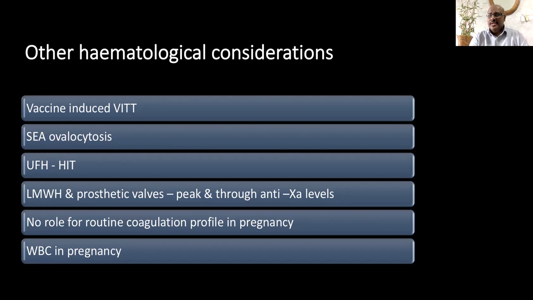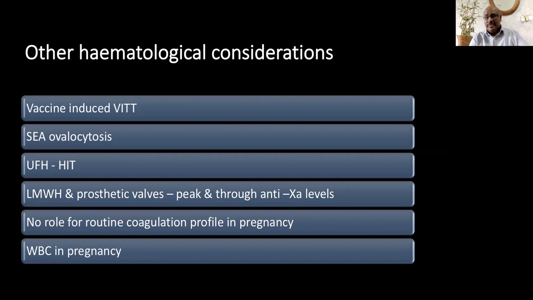So ladies and gentlemen, other hematological causes, think about vaccine-induced thrombotic thrombocytopenia, especially if the patient has got a vector-based vaccine. This is significant even up to 28 days from the first vaccine. Southeast Asian ovalocytosis is just as common as iron deficiency anemia, so it's important to send a full blood picture to look at the platelet morphology. If you've got a patient who has been given unfractionated heparin, think of heparin-induced thrombocytopenia.